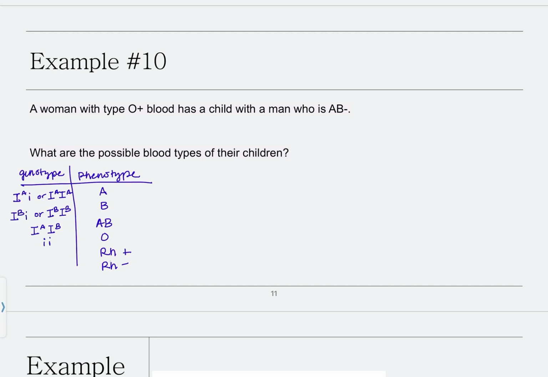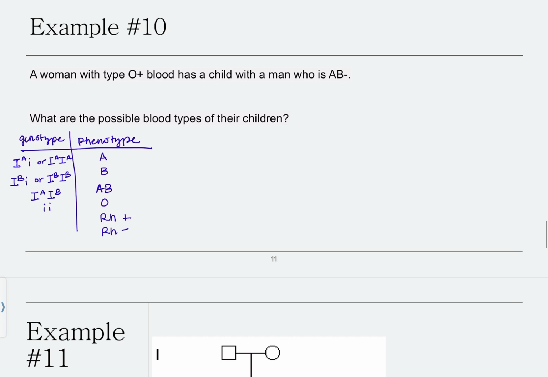So for the Rh factor, we just use the letter R to represent the rhesus factor. And again, positive is going to be dominant over negative. So we just need one dominant allele in order to be positive for the rhesus factor, and we would need two recessive alleles in order to be negative for the rhesus factor.